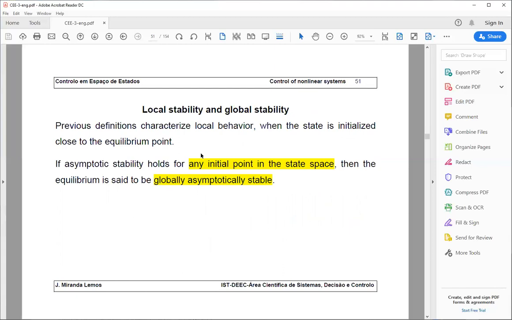An important difference is between local stability and global stability. If asymptotic stability holds for any initial point in the state space, then the equilibrium is said to be globally asymptotically stable. Otherwise, it's just locally asymptotically stable.